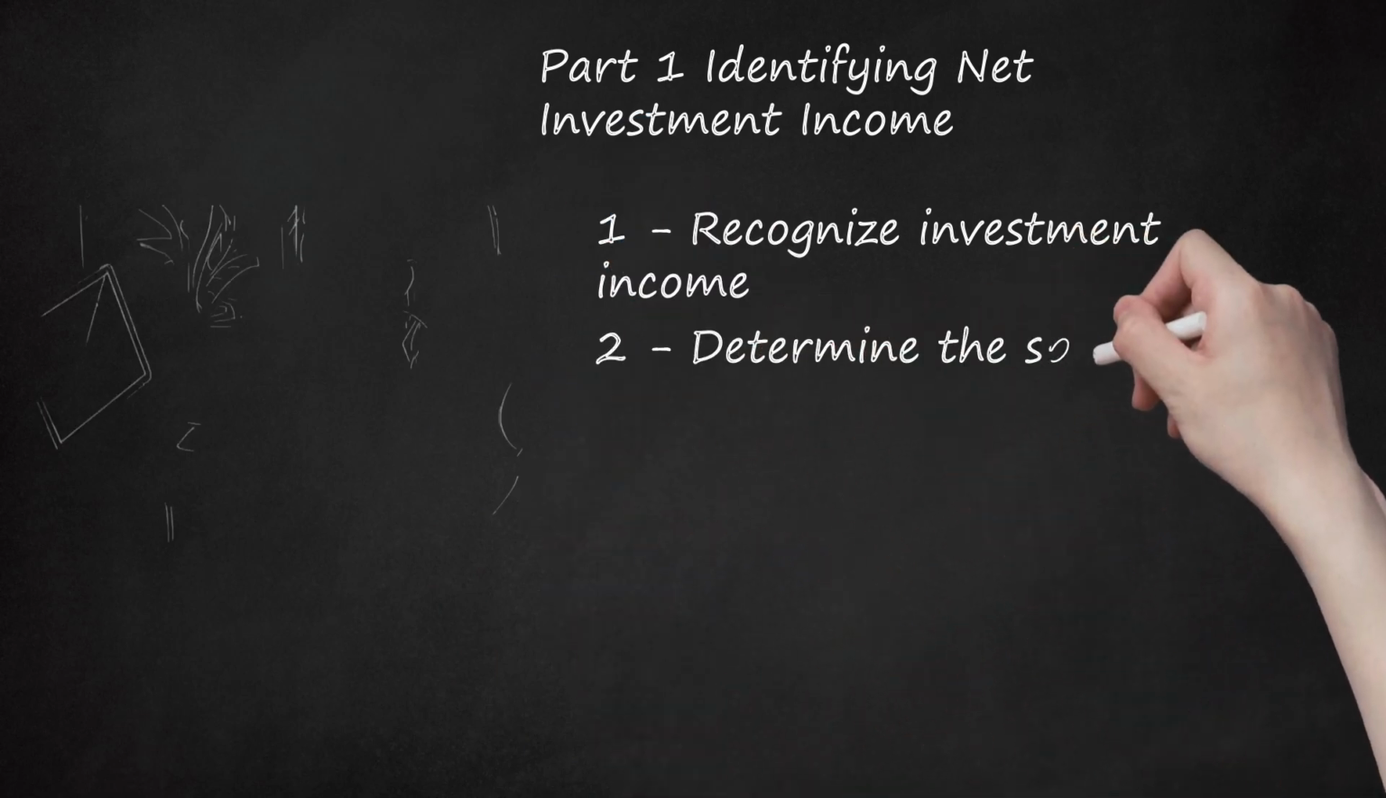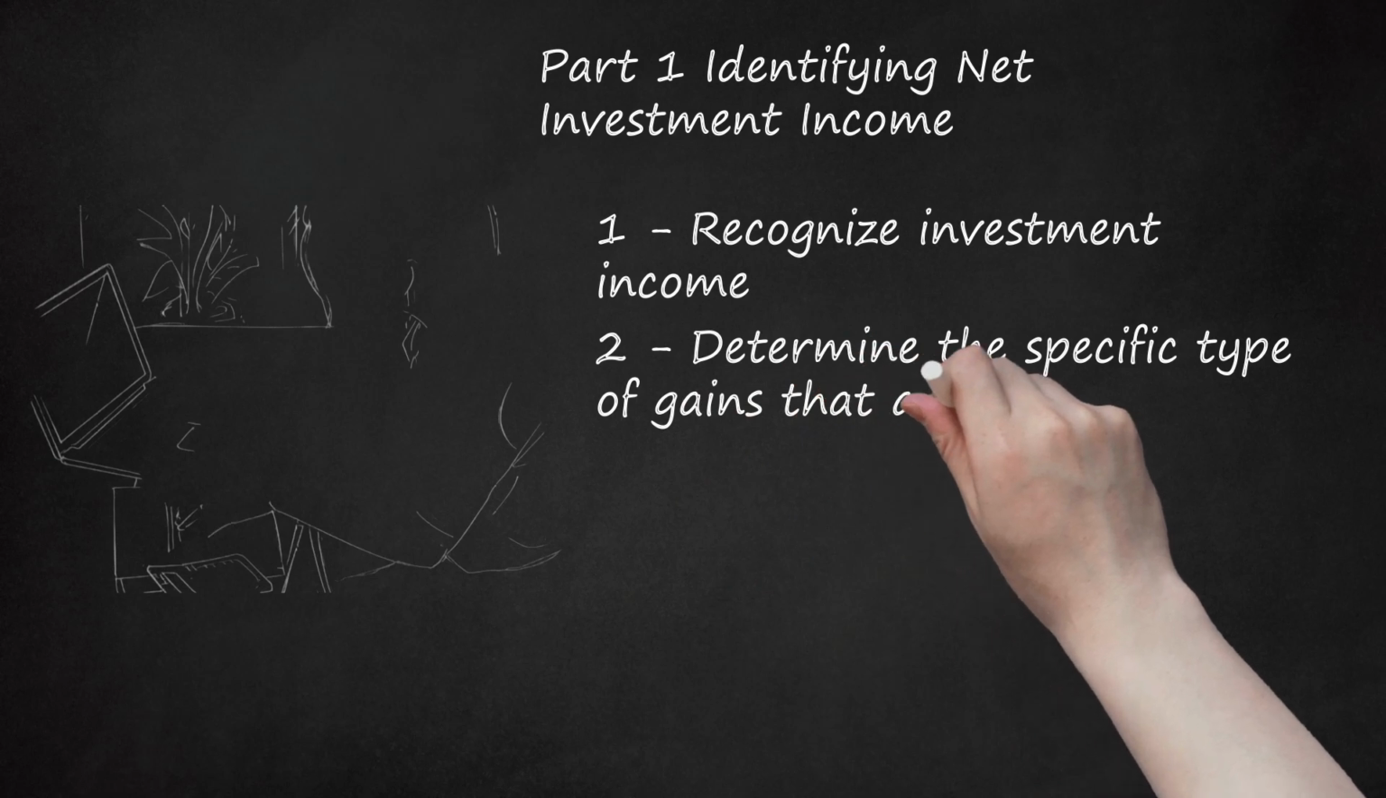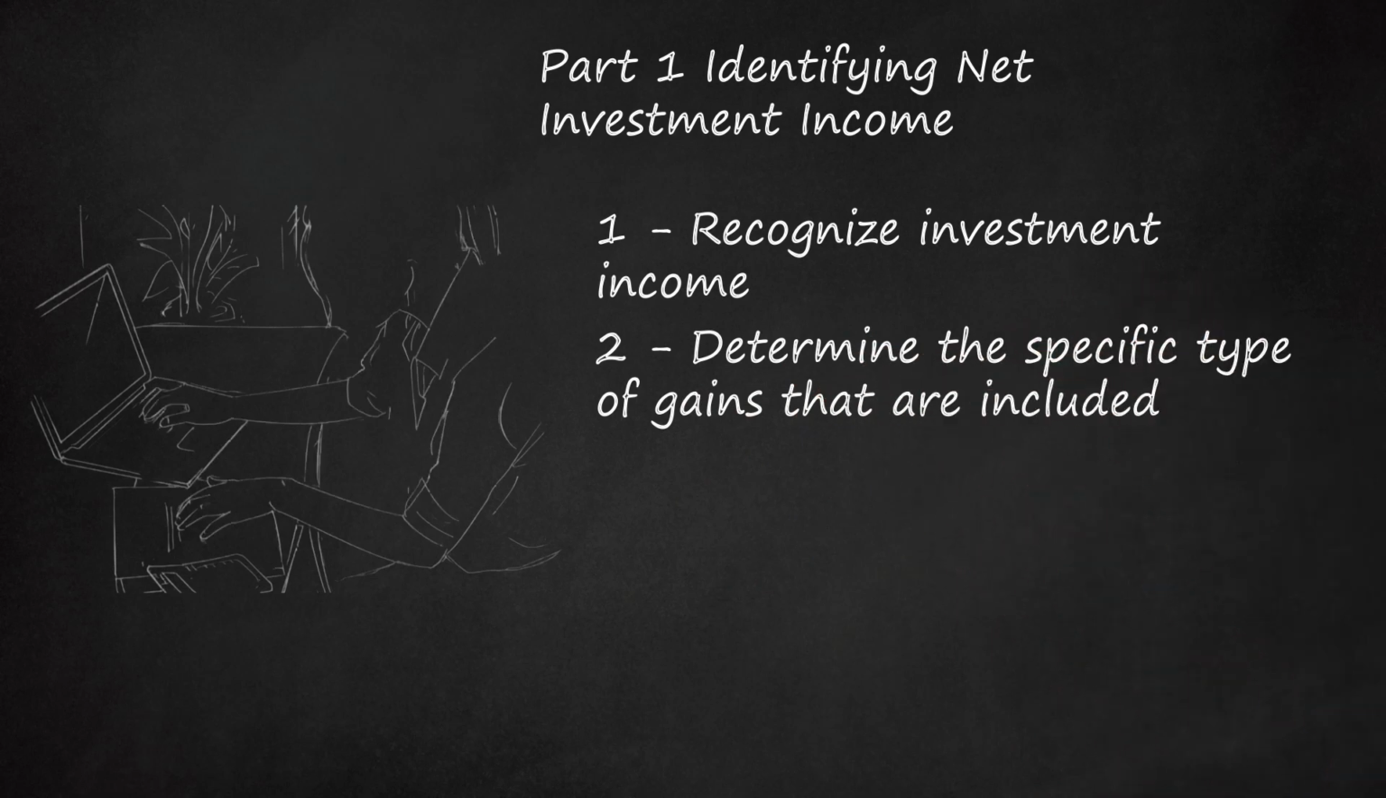2. Determine the specific type of gains that are included. You acquire capital gains income when you sell a capital asset. However, if you sell a capital asset at a loss, meaning you spent more on the asset than you sold it for, it will be considered a capital loss. When you are calculating your capital gains for investment income purposes, you will be able to offset capital gains with capital losses, i.e., you will be able to subtract your losses from the gains.